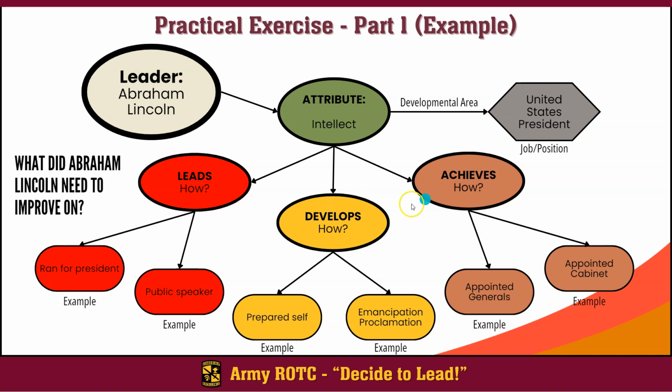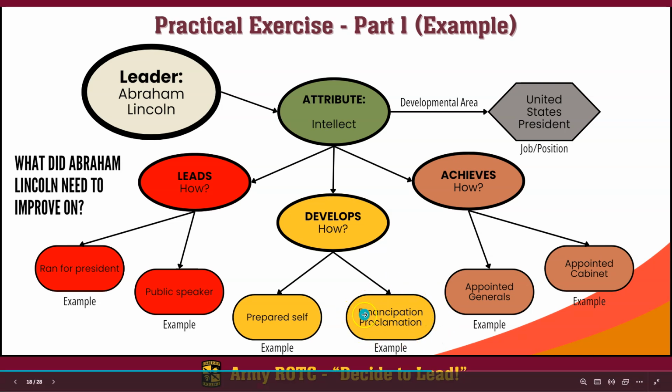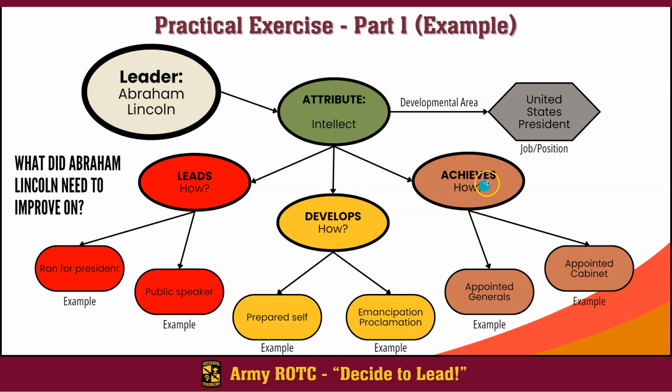Then down here, you're going to see 3 other bubbles. These are all your competencies, right? So you're going to have leads right here, develops here, and achieves. And then how did he, Abraham Lincoln, demonstrate leads? Well, he ran for president and he was a good public speaker. So that's that communicates portion, right? Develops. How did he develop people or himself? Well, he prepared himself, and then he developed the Emancipation Proclamation. And then achieves. What did he do that demonstrated achieves? Well, he appointed some generals and he appointed a cabinet. So this is an example of assessing another leader.